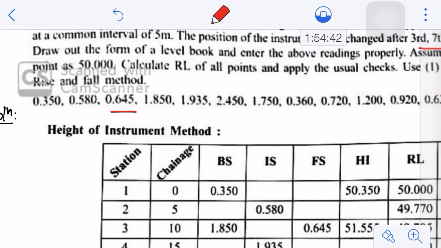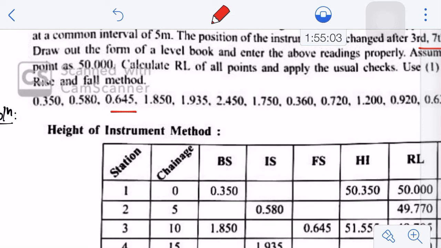That means you can say this 0.645 is your FS reading, because once you place your instrument, you observed your BS at 0.350, you will take your reading at 0.50 as IS, and 0.645 should be your FS, because you are changing your instrument after the 3rd station. That's why this 0.645 is recorded as FS.